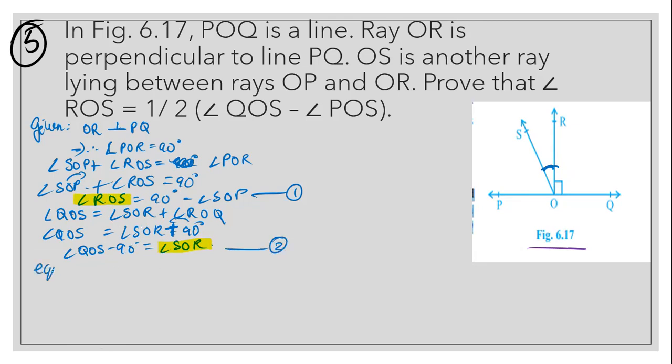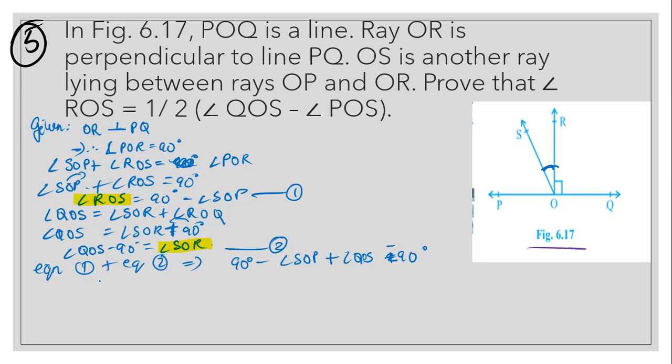So can I say that since we have this part of the equation as the same, when I add equation 1 plus equation number 2, what will I get? On the RHS, I will have 90 degrees minus angle SOP plus angle QOS. I mean, angle QOS minus 90 degrees, correct?